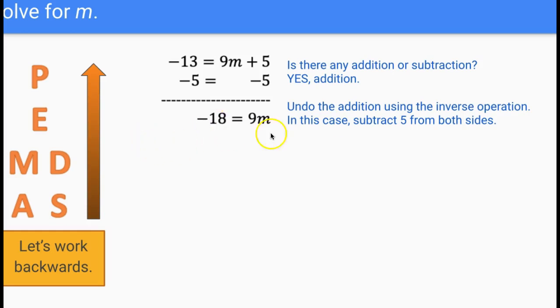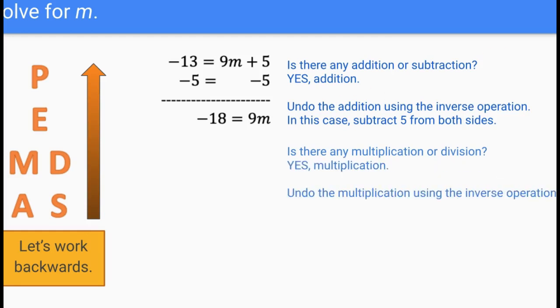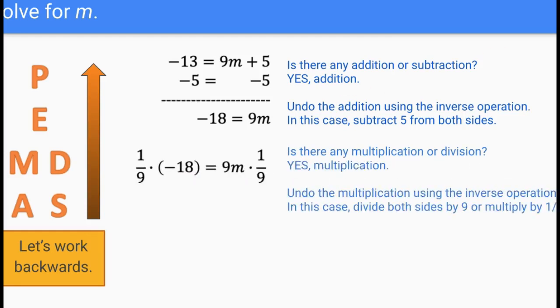And then we have negative 18 equals 9m. We're going to divide both sides by 9, or multiply both sides by 1/9, is what we see here. See how we're multiplying both sides by 1/9? That's the same as dividing by 9. And we have 1/9 times negative 18, or negative 18 divided by 9, giving you a solution of -2.